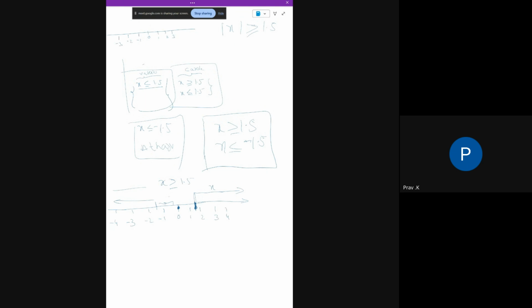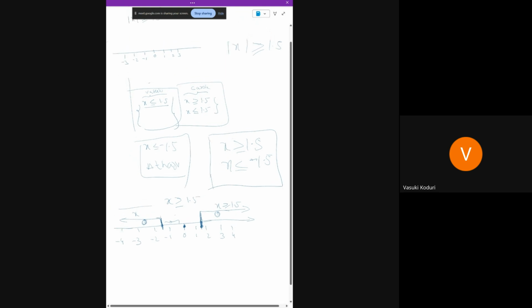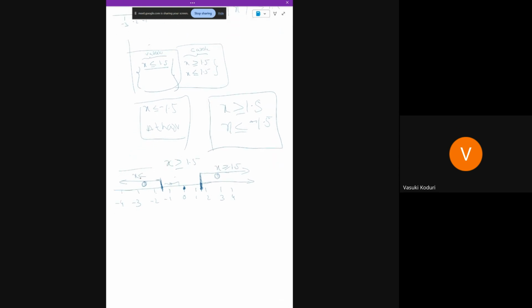So we have two lines here. This is line number 1, this is line number 2. They can go in two directions. What is the equation of this line? X is greater than or equal to 1.5. Okay, Vasuki, now number line 2. What is the equation of this line? X is less than or equal to minus 1.5. Yeah, right.